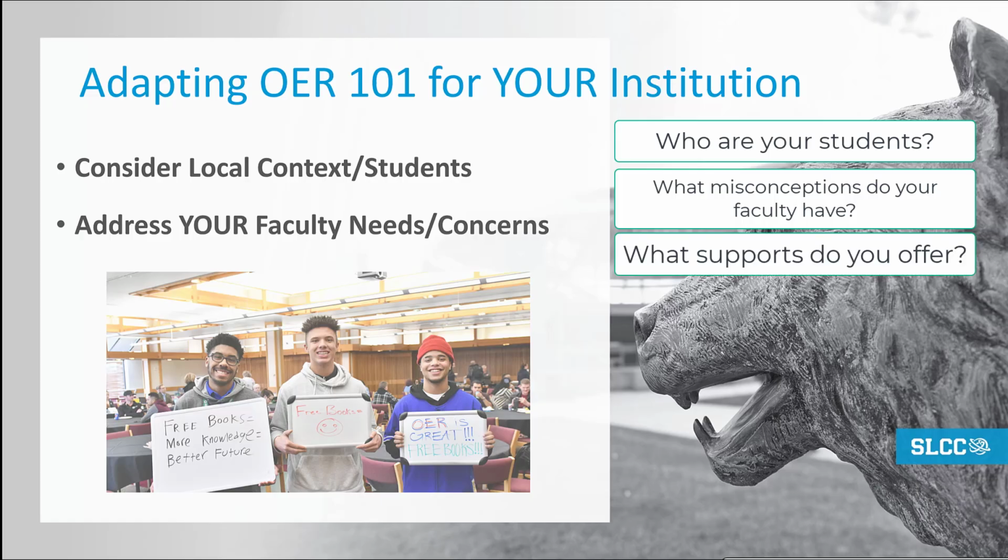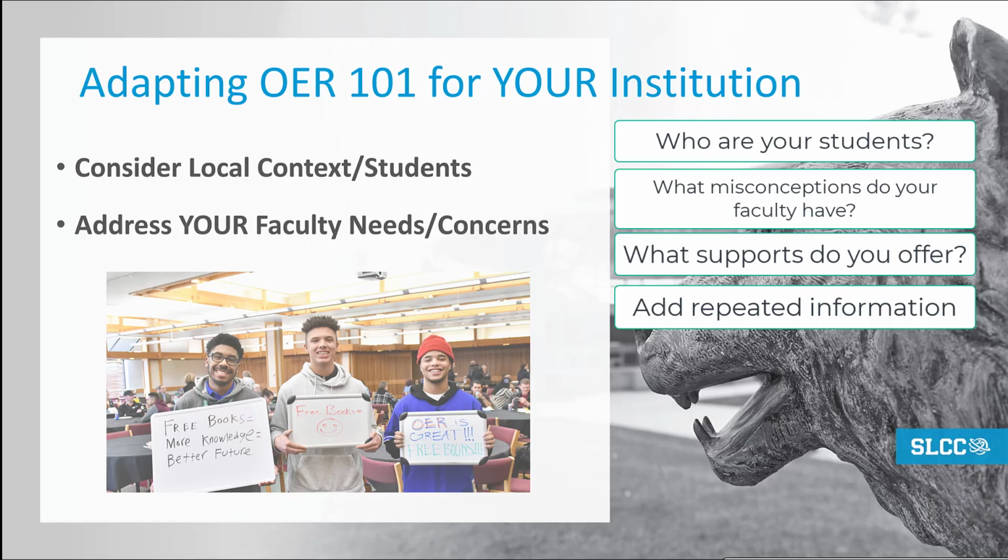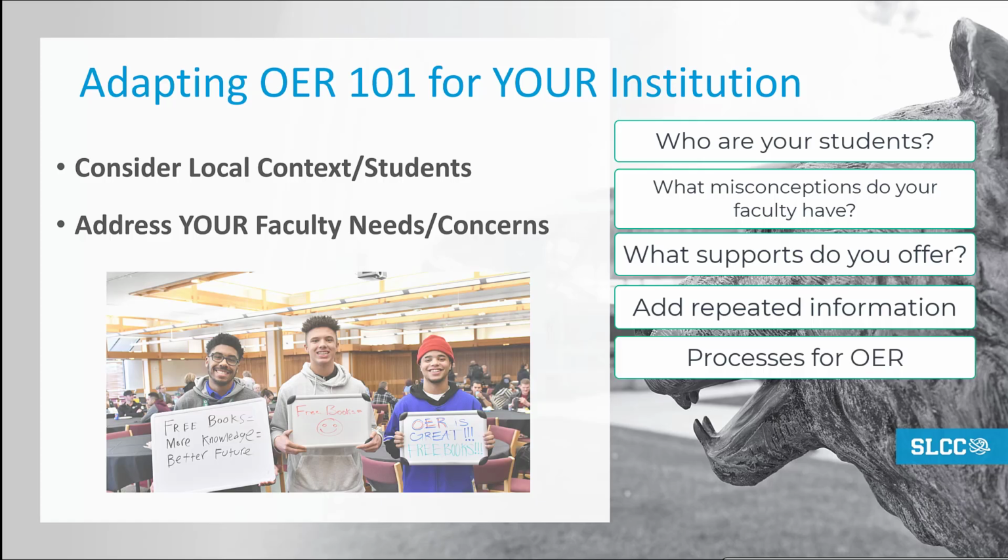Do you have librarians who can support faculty in their search? Add links to the librarians in your training. Does your OER librarian keep repeating some of the same information? Add it to the training. Do you have a process for adding an OER designation or even a process for how students can search for OER? Add it to the course. And do you offer grants for helping adopt, adapt, or create OER? Add more information about it to your training.